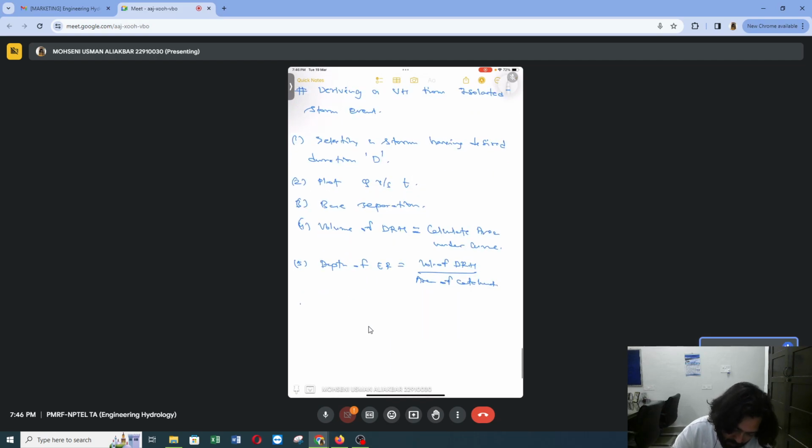Now that we know the depth of effective rainfall, we can calculate the ordinates of the unit hydrograph. How? By dividing the DRH ordinate by the depth of effective rainfall. Okay, so these are the 6 steps involved in order to derive a unit hydrograph from an isolated storm event.